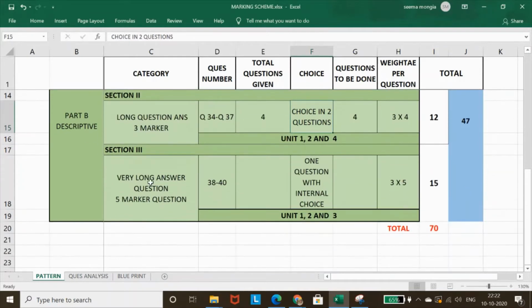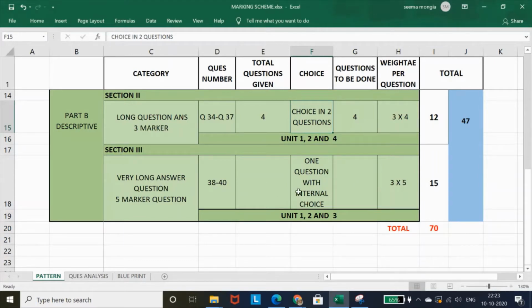Now, when I talk about section number three, the last part of the paper, that is part B, there will be three questions, question number 38, 39, and 40. All these three questions will be of 5 marks. Now, for these 5 marker questions, there is no choice. You have to do all these three questions.